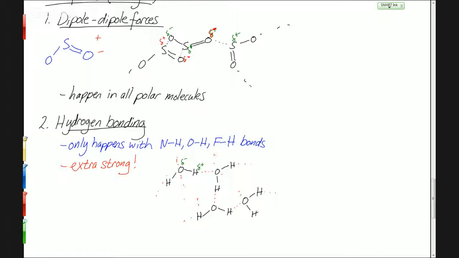So if we know what types of forces, what types of interactions are going on in between molecules, we can have a pretty good idea of whether that substance will have a high boiling point or a low boiling point. And that's why this is so important.